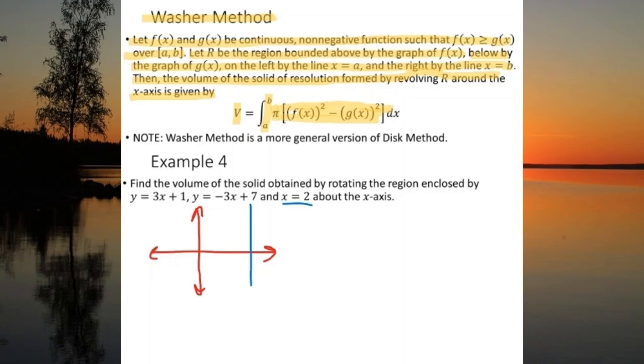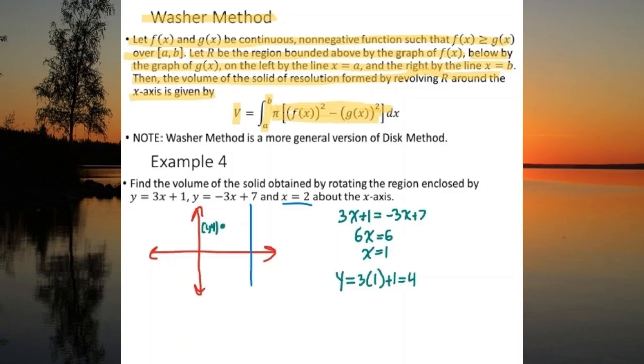Next, we'll find the point of intersection between our two lines, y equals 3x plus 1 and y equals negative 3x plus 7. We'll do that by setting 3x plus 1 and negative 3x plus 7 equal to each other, and then we can solve the equation, and we get that x equals 1. To figure out the y coordinate, we can take x equals 1, plug it into either equation, and whichever one you pick, we're going to get y equals 4. So our two lines are going to intersect at the point (1, 4).